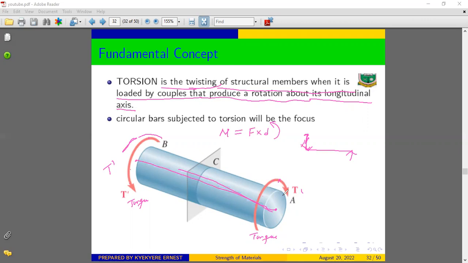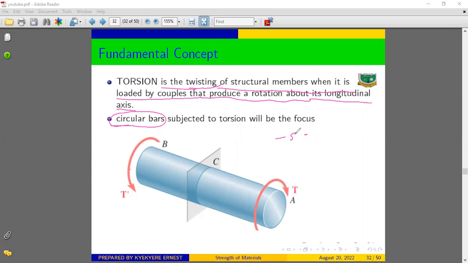Problems of torsion are encountered in many engineering applications, but the most common one is in transmission shafts, whereby shafts are used to transfer power from one point to another. In our discussion under torsion, our concentration is going to be on circular bars, either a solid circular bar or a hollow circular bar. This is going to be our focus in our discussion on torsion. So quickly, let us move to our next screen and look at some applications of torsion.